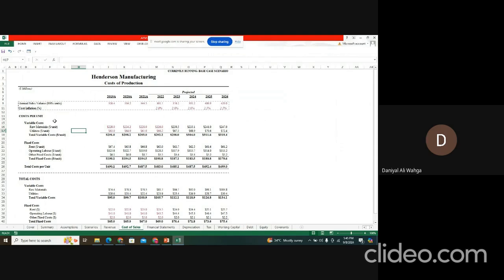There is a fixed cost. It includes my rent balances, my operating labor. Then my other fixed costs, and the total fixed cost relates to it. My total cost per unit, I got its balances, so you can see how they relate to each other.